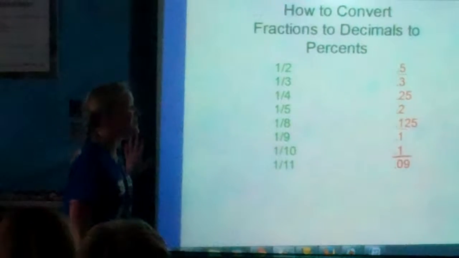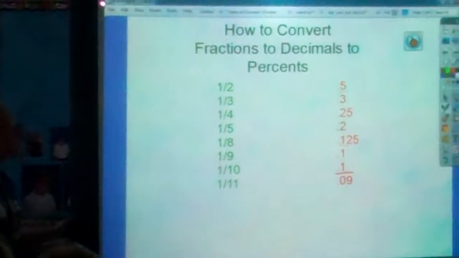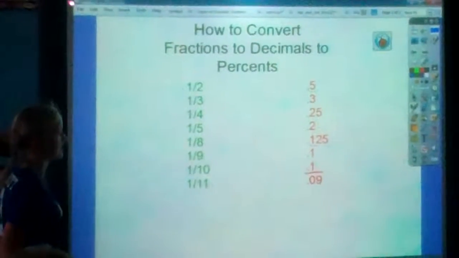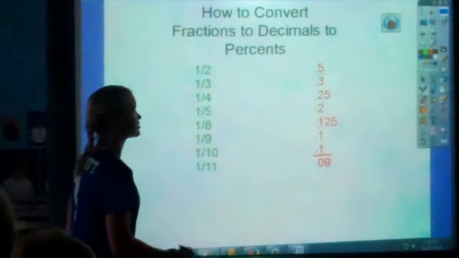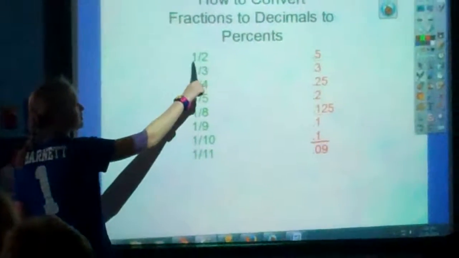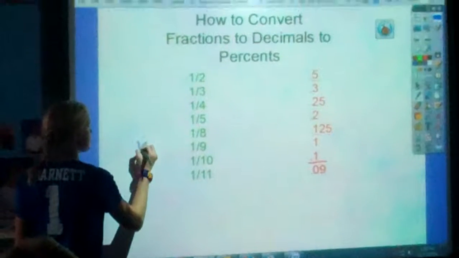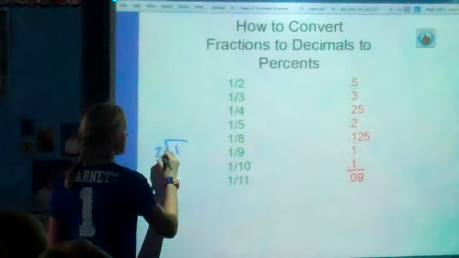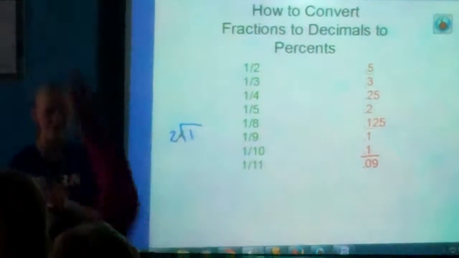Anyway, the easiest way, no matter what you're doing, is to divide your fractions. For example, to find out what 1/2 is, you divide the numerator by the denominator. So, who wants to come up and do that for me?